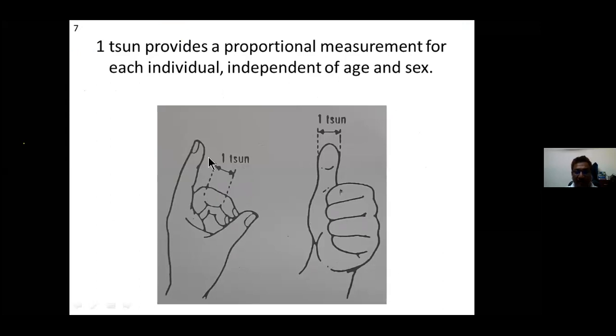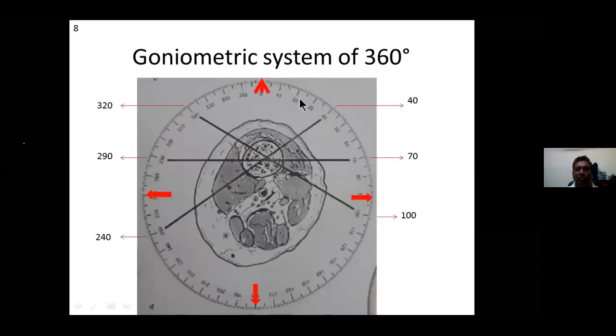You learned about the sun or thumb demonstration in the last lecture. The sun is a unit of measure based upon each individual's own body. One sun provides a proportional measurement of each individual's extremities, independent of age and sex. Then there is the goniometric system of 360 degrees. This is a goniometer. In this system, the cuts are centered on the circumferential skin, measured from 0 degrees to 360 degrees. This is 0 degrees, 90, 180, 270 degrees. For example, the wires are placed from 40 to 240, these wires from 100 to 320, and this from 70 to 290.